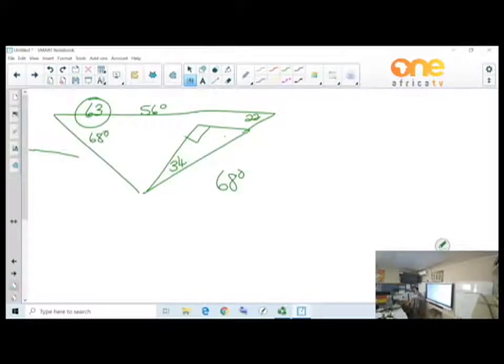Ja, maar ons probeer maar net verduidelik, hoe kom jy daar? Ja, sê hom. Oh ja, yeah, that's much easier. 180 minus twice 56. Yeah, that's right. But it also gives you 68, but that's actually much easier. Yeah, shortcut. And then the last one, SRT. Ons het nou al dit gesê, it's also 34 degrees. Yeah, we said that already.